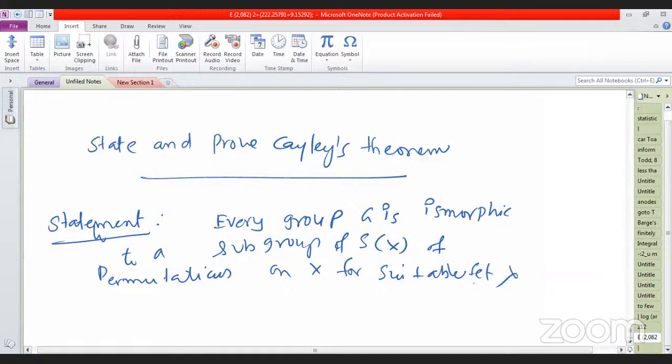Every group G is isomorphic... what is the meaning of isomorphic? Anyone tell me? Sir, it is 1-1, onto and homomorphism also. Very good. And what about automorphism also? Isomorphic means it? Tell me. Rajeshwari, tell me. What is isomorphism? What is the isomorphism definition?